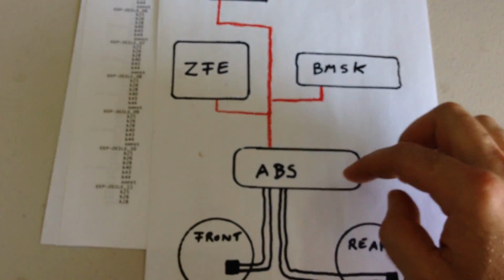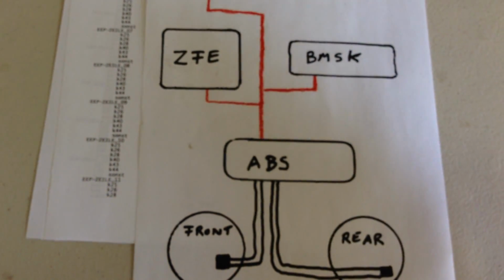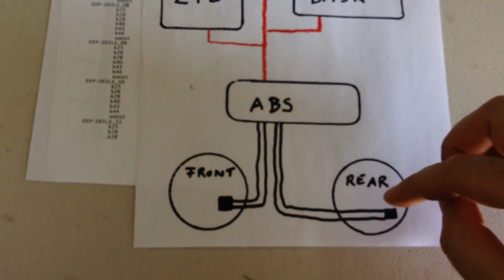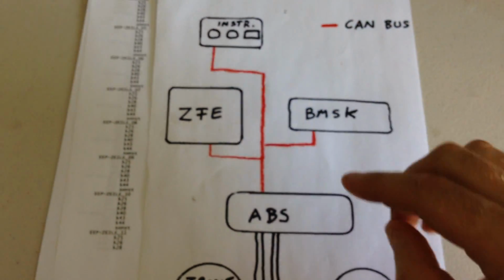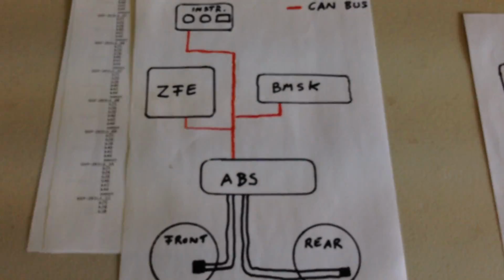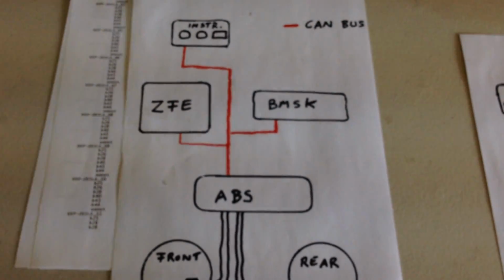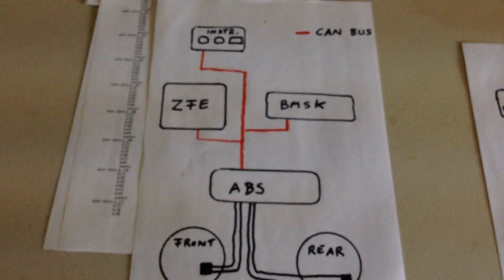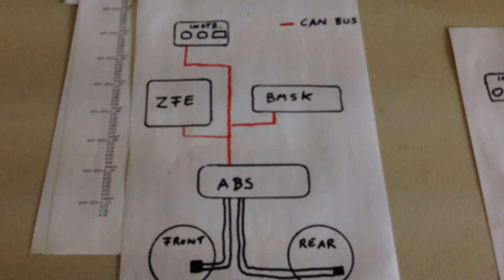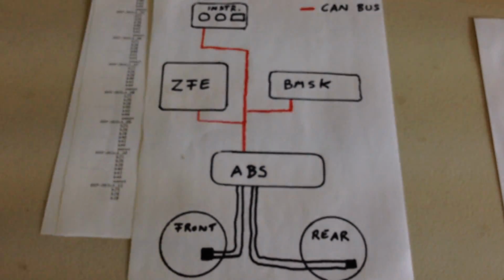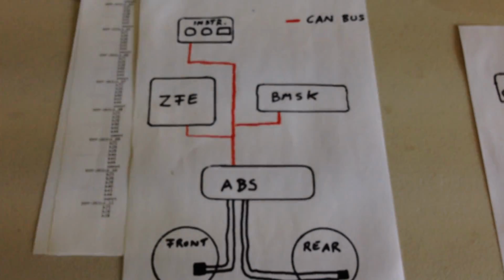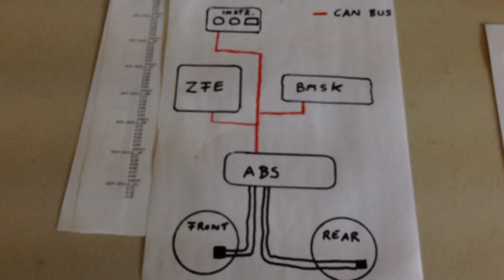So when you take off the ABS unit, you just remove it and say, oh great, now I can just connect this straight to the instrument cluster. It doesn't work. The instrument cluster is a computer. It has no direct input signals from anywhere. It only reads what is put onto the computer network.